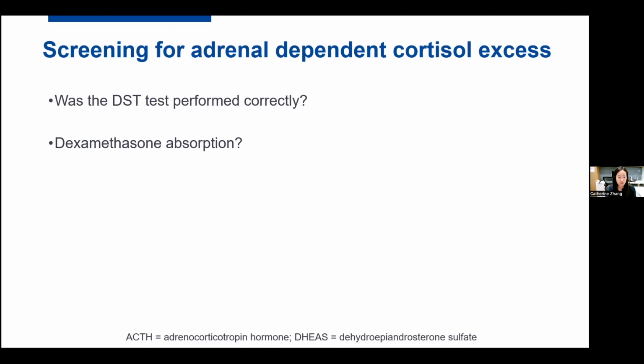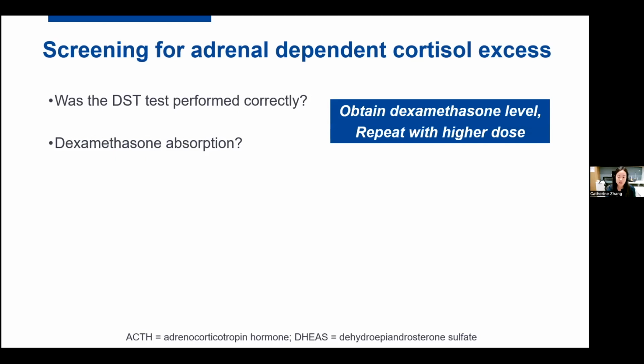I worry more about dexamethasone absorption in patients who are very obese, patients who've had a previous history of gastric bypass surgery, or sometimes people who are on medications that induce rapid metabolism of dexamethasone. For those patients, and actually in every patient, I think it's helpful to obtain a dexamethasone level when you do this test. If the level is suboptimal, the dexamethasone suppression test can be repeated with a higher dose. Sometimes I use 2 milligrams, and sometimes we go up to 8 milligrams as well.